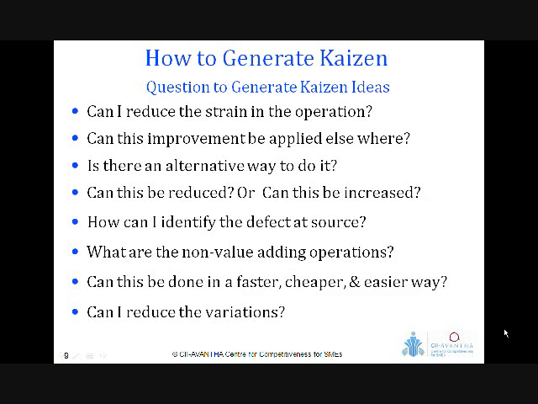Can this be reduced or can this be increased? How can I identify the defect at source? What are the non-value added operations? Can this be done in a faster, cheaper or easier way? Can I reduce the variation? That is called Mura.